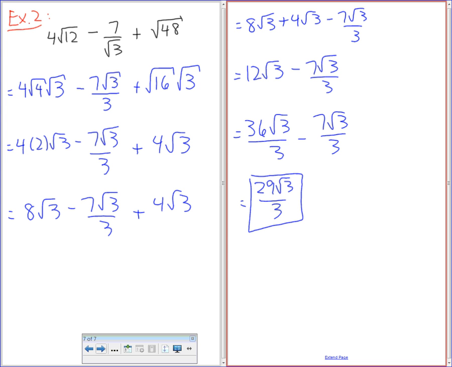How did you get to 36? Did you multiply by it? Yeah, good question. Just like a denominator, that's like 12 root 3 over 1, right? So to get a common denominator, just multiply the bottom by 3 and the top by 3. Makes sense. Okay.